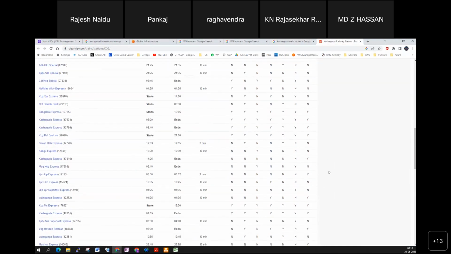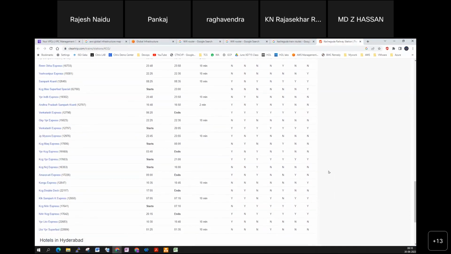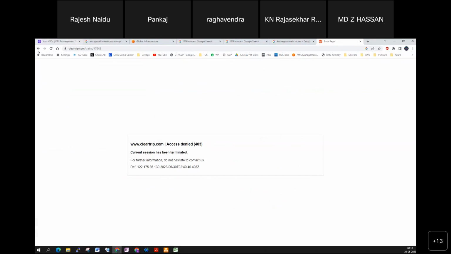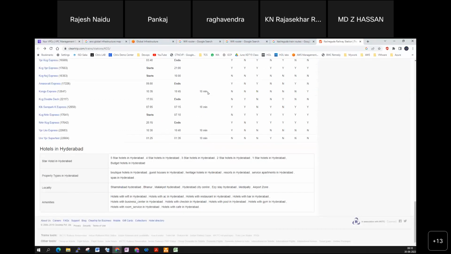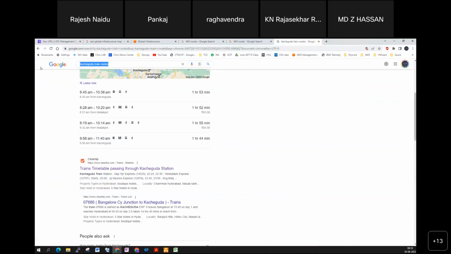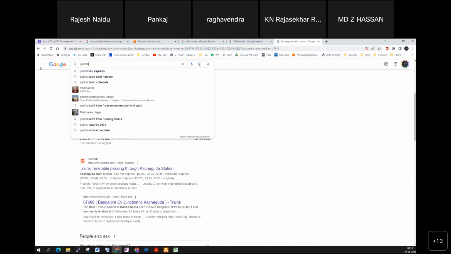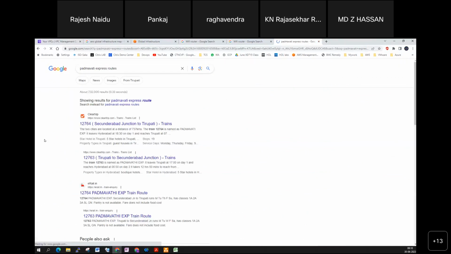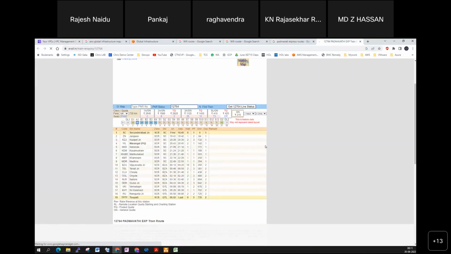Are you seeing this? Yes, yes. Okay. It is not working. Padmavati Express routes. You can see, guys.